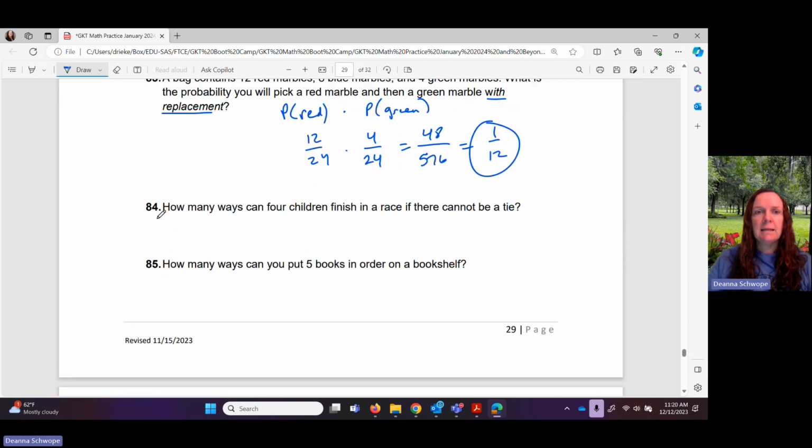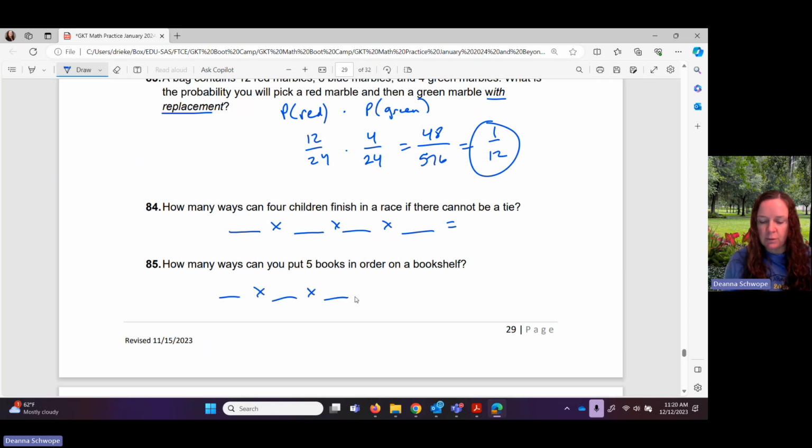All right, last concept. How many ways can 4 children finish a race if there cannot be a tie? So this is kind of like the counting principle, but once you've chosen one, it can't be chosen again. So number 85 is the same thing. How many ways can you put 5 books in order on a bookshelf? So 1, 2, 3, 4, 5.